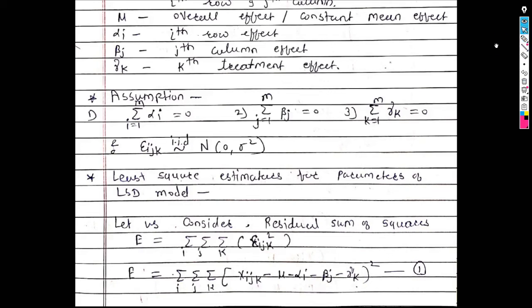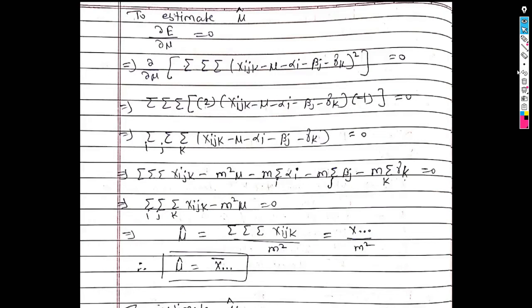In this model we have four parameters: mu, alpha i, beta j and gamma k. First we will estimate the parameter mu. For that, differentiate this error sum of squares with respect to mu and equate it to 0, so that we get the estimate for mu.